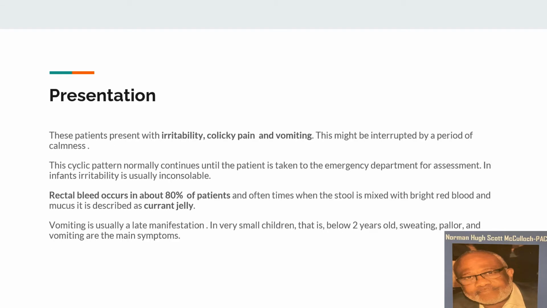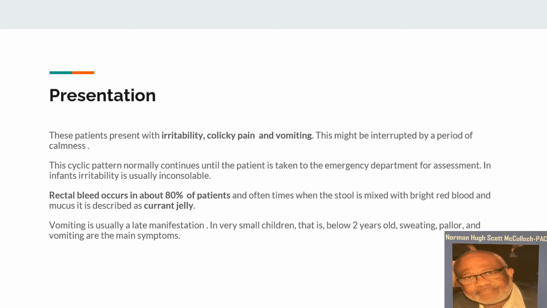How does it present? These patients present with irritability, colicky pain, and vomiting. This might be interrupted by a period of calmness. This cyclic pattern normally continues until the patient is taken to the emergency department for assessment. In infants, irritability is usually inconsolable.